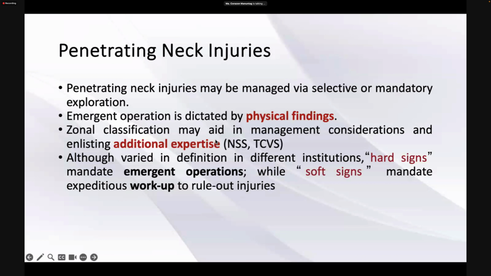So your zonal classification may aid in management considerations and enlisting additional expertise, like NSS and TCVS. Actually, we are moving towards decreased use of your zonal injuries. So, although varied in definition in different situations, hard signs mandate emergent operations because these are attributed to your vascular concerns, while soft signs mandate expeditious workup.